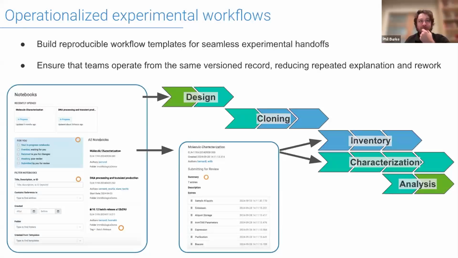It's also very important for teams to have a single source of truth. You want everybody to be operating on the same version record, so that you reduce having to repeat the explanation, like what's going on here, or potentially even rework. Like we did this experiment before, but somebody else didn't know about it, and they did it again.